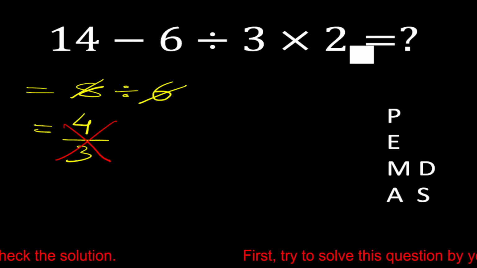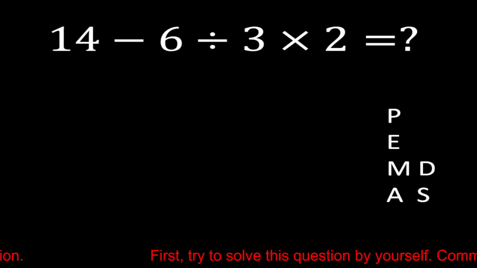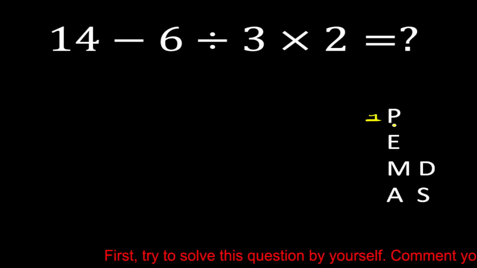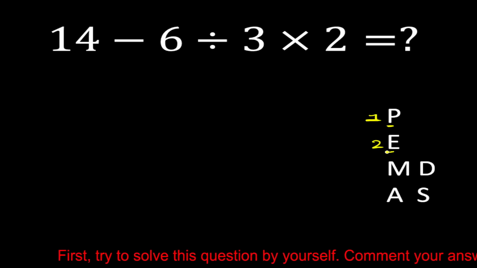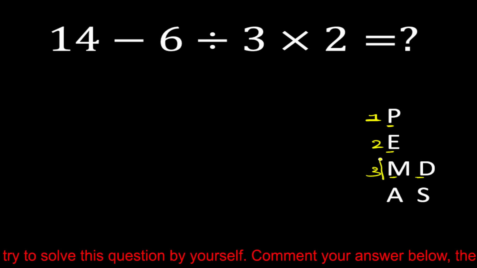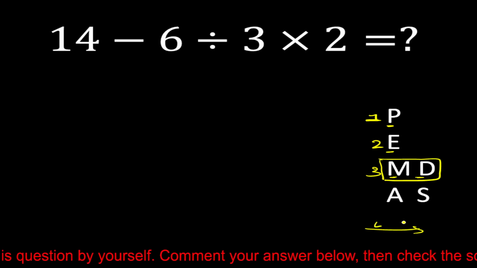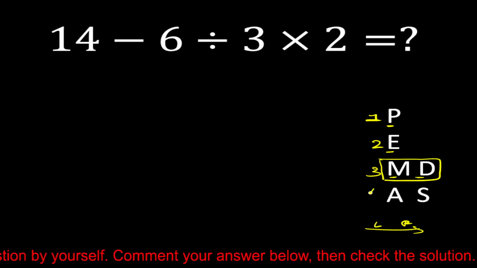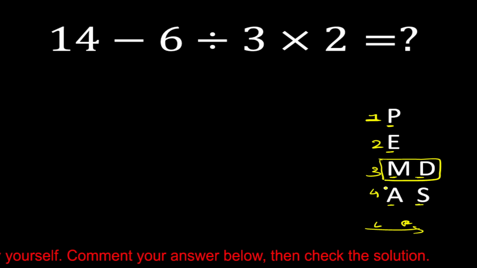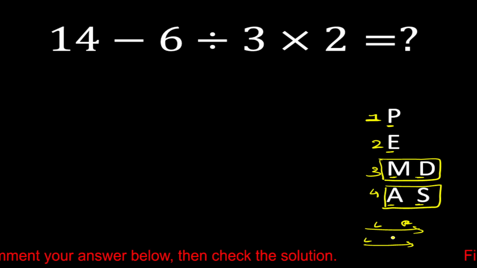So now let's solve this problem correctly by using the PEMDAS rule. PEMDAS: first priority is parentheses, then second priority is exponents, third priority is multiplication and division. Multiplication and division both have equal priority, so we have to solve it from left to right. Then fourth and last priority is addition and subtraction. Also addition and subtraction both have equal priority, so we have to solve it from left to right.